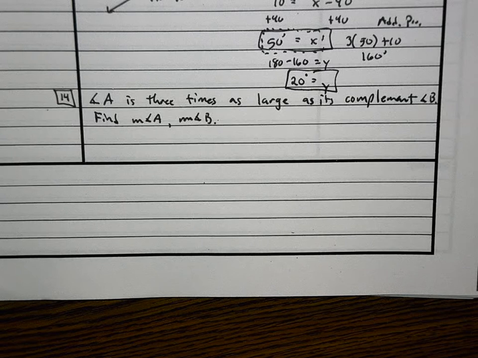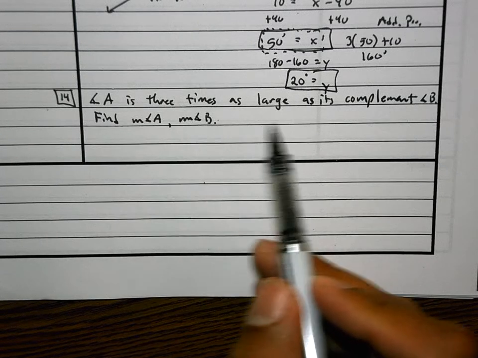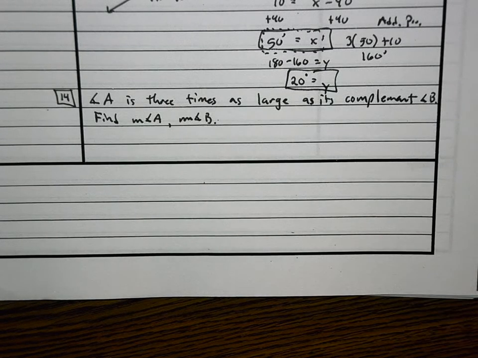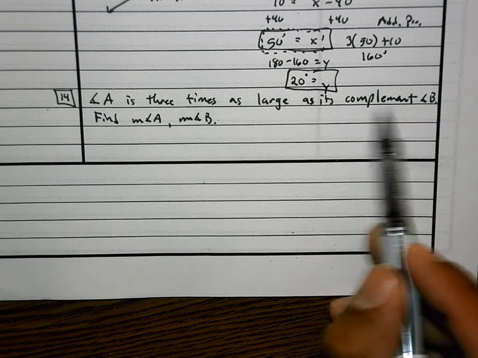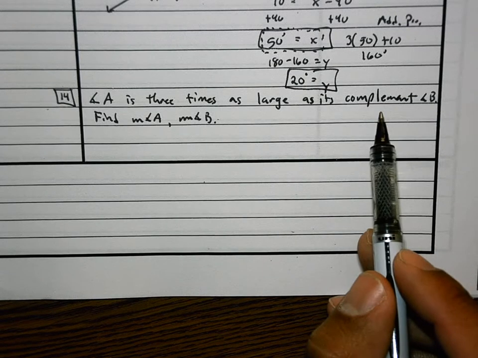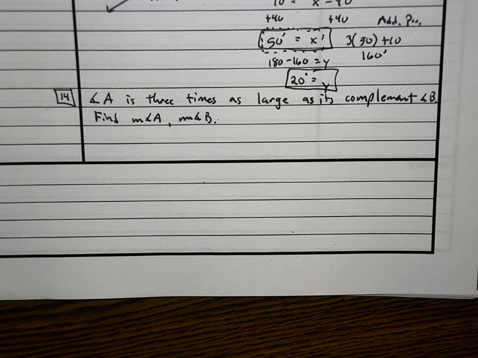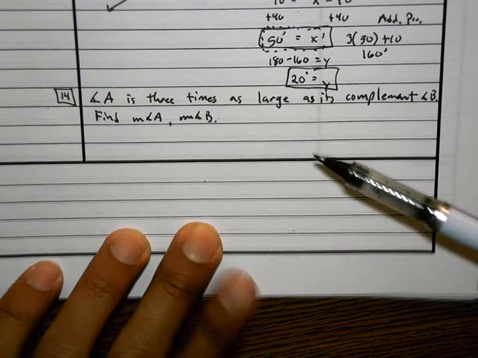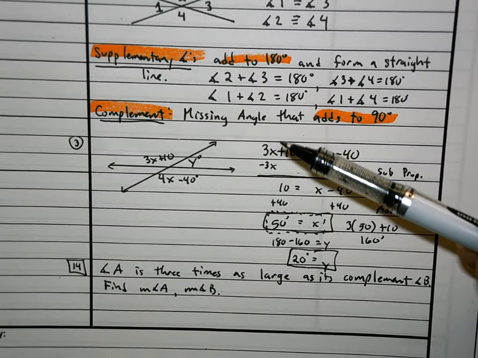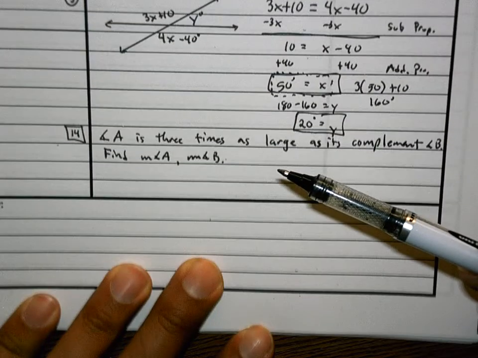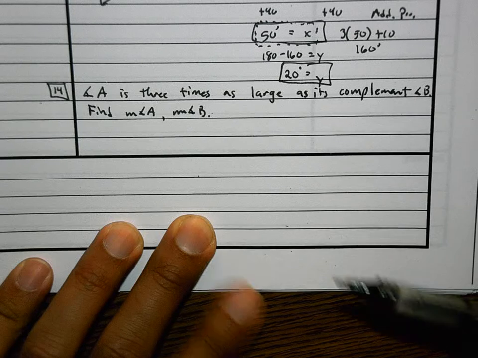First things first. Angle A is 3 times as large as its complement, angle B. The key word here is complement. Complement means that the 2 angles add to something. Do you know what the 2 angles add to? If you don't know, look in your notes. Look higher up here and maybe in orange. Complements add to 90 degrees.